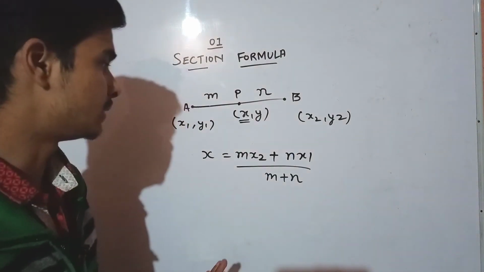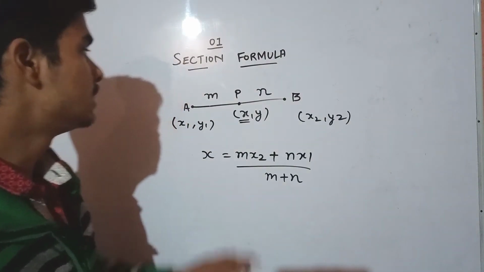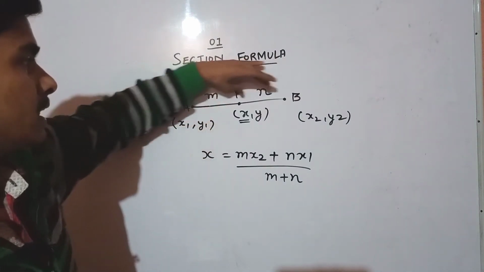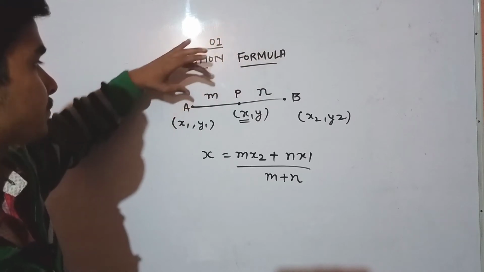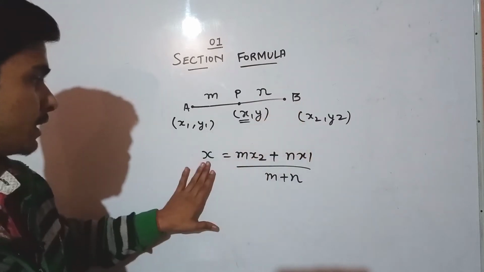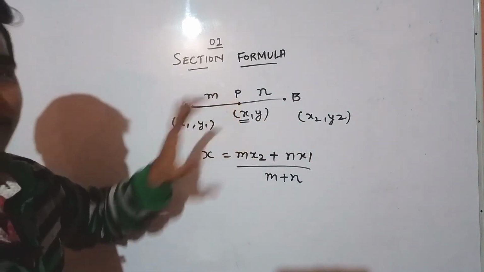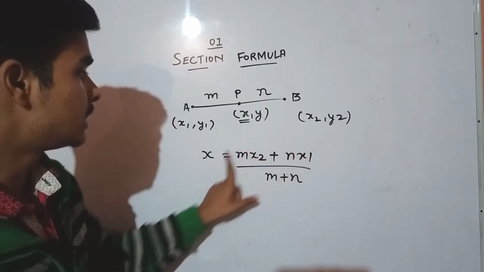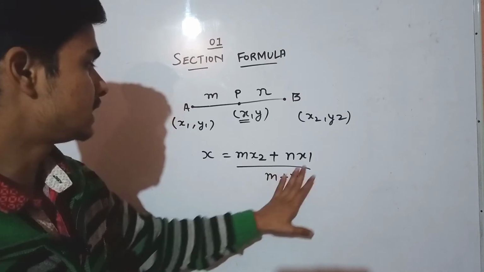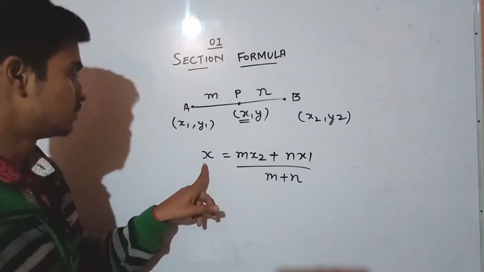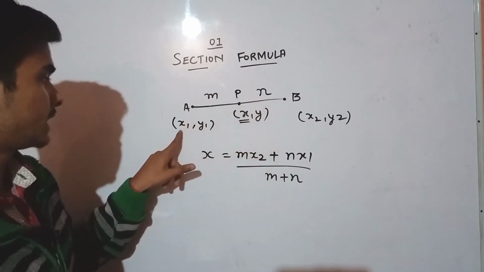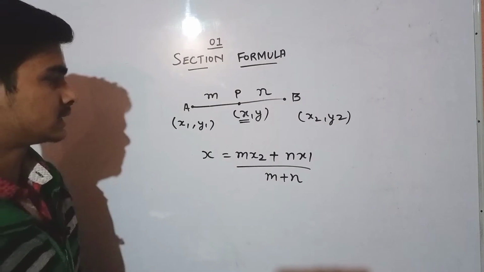See very carefully, it is not a very hard formula. What we did is multiplied this ratio, m and n are the ratio. So we multiplied m with the x coordinate of point B. See what we are finding, x coordinate of point P. So you are not going to see any y. Are you seeing any y here? No, no y. So for x we took m into x2 plus n into x1 divided by m plus n.